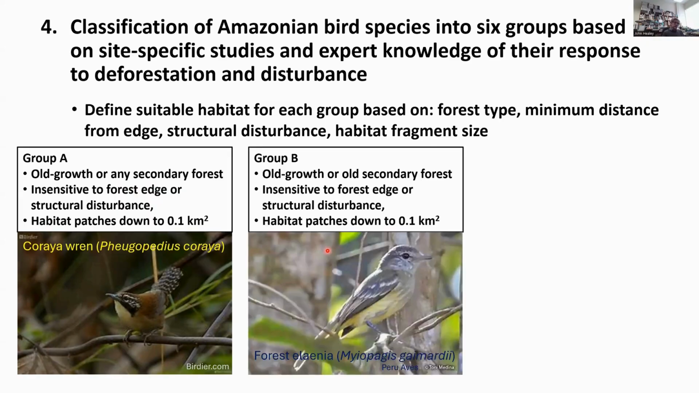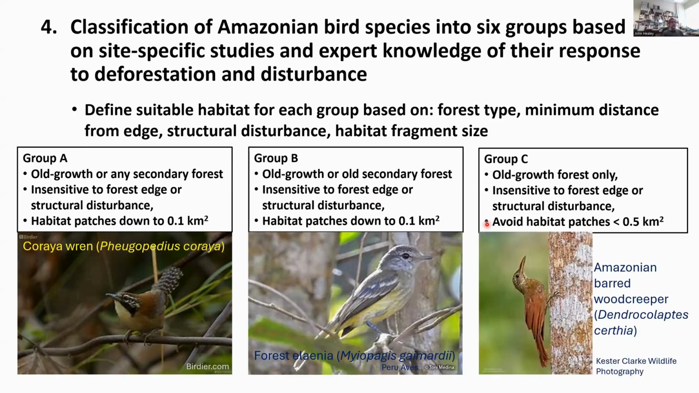Next group, a little less tolerant, but still very tolerant. They'll occur in old growth forest, or in this case, just older secondary forest, more than 15 years old. But again, they'll use forest right up to the forest edge or structurally disturbed forest. And again, they occur in very small fragments, such as the forest Elenia here.